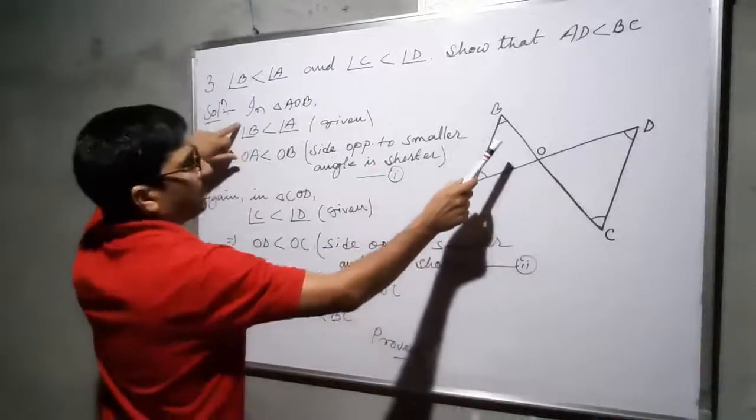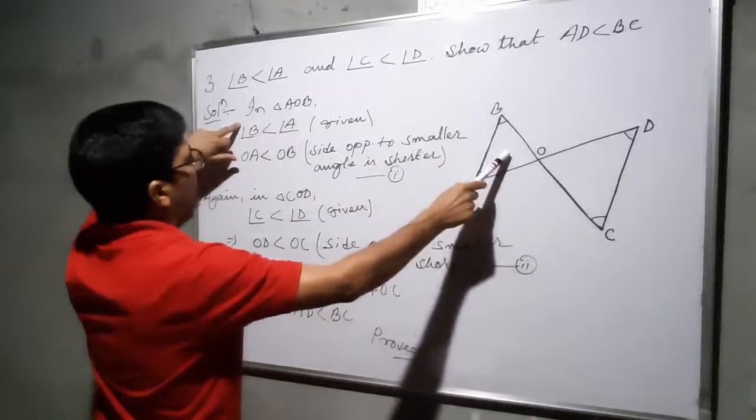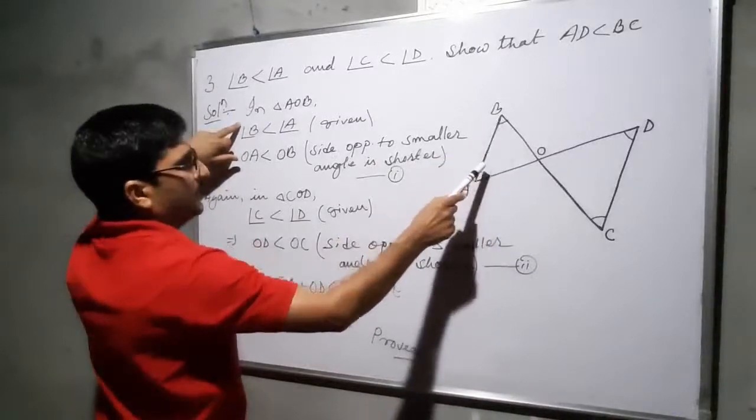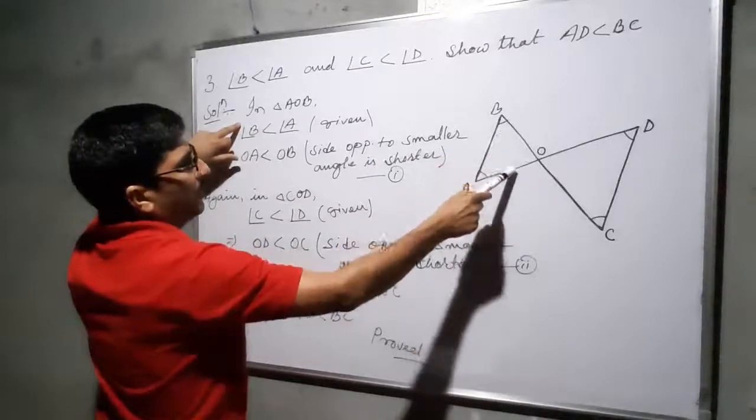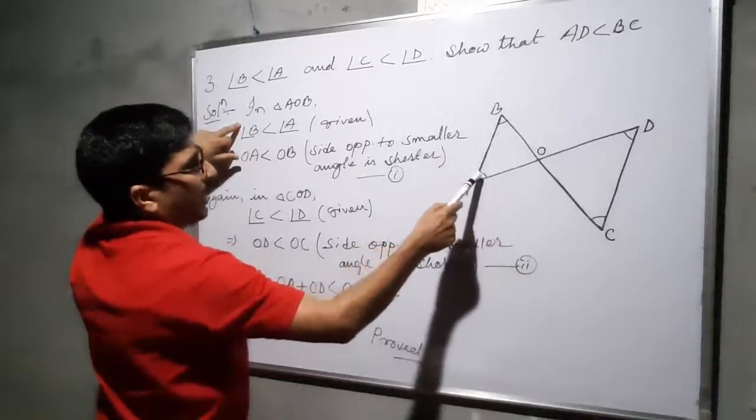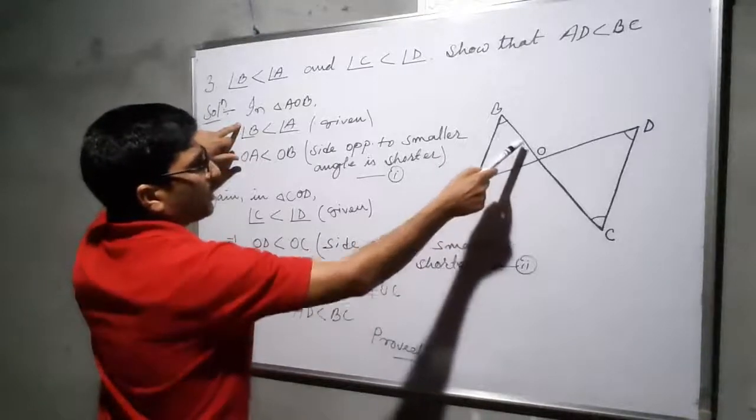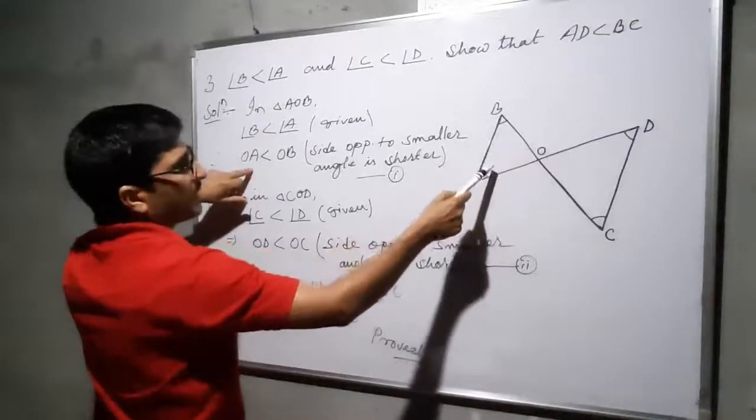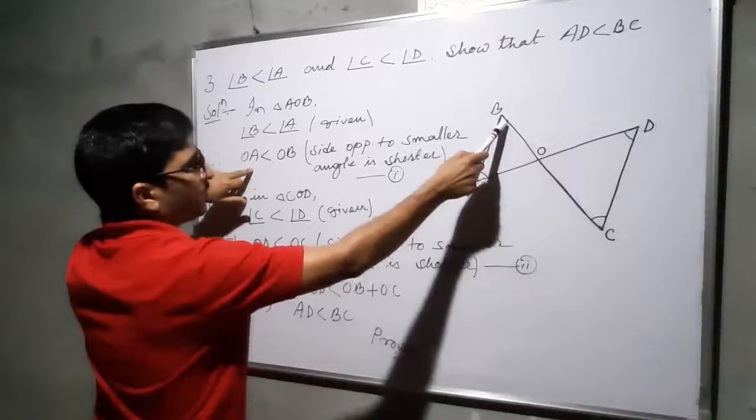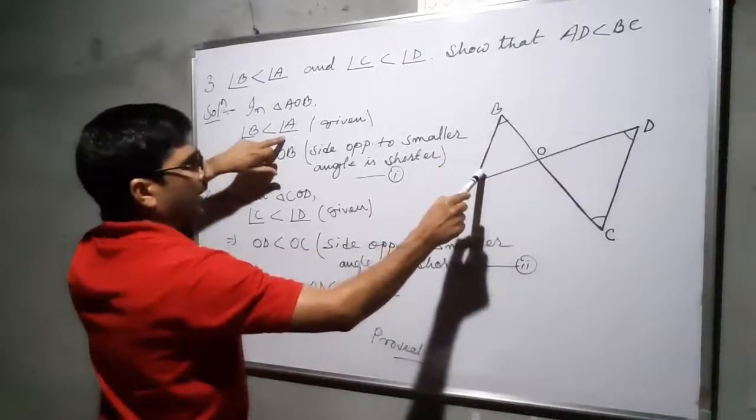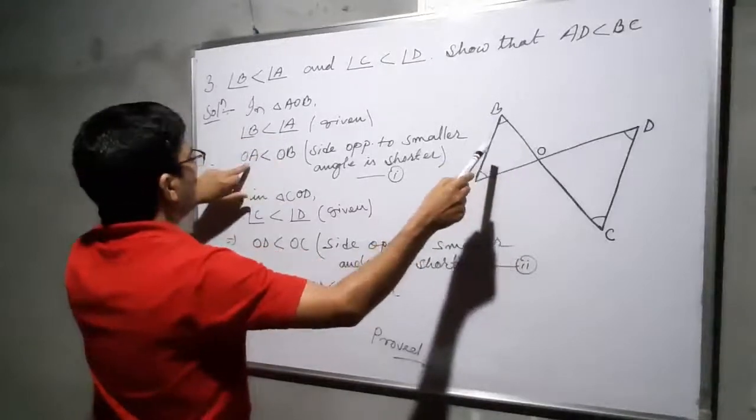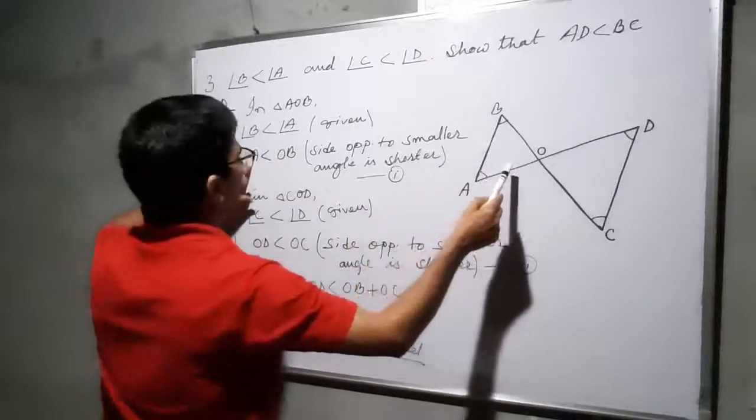You check in triangle AOB. Since angle B is less than angle A, their opposite sides compare the same way. Angle B's opposite side is OA, and angle A's opposite side is OB. So OA is less than OB.